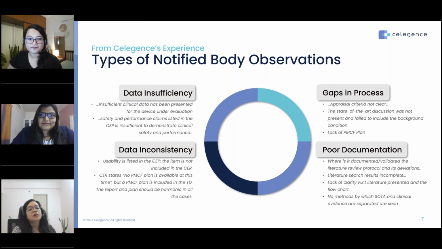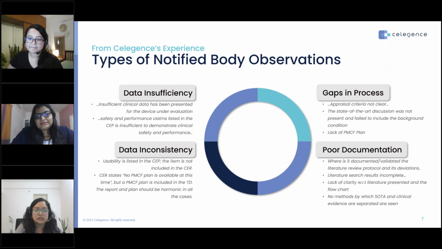Sure, Shruti. So our team here at Cerigence, we've worked on hundreds of clinical evaluation reports and documentation. And based on our experience with notified body reviews, we've collated all the feedback that we have repeatedly observed, and we've categorized them into 4 main broad categories, which are as presented on the slide.